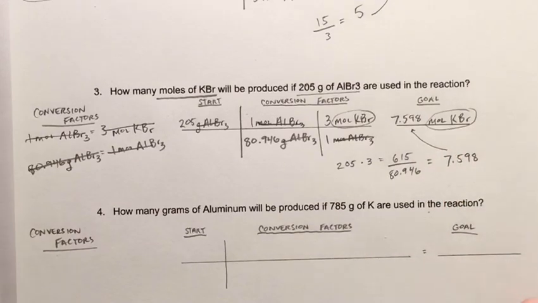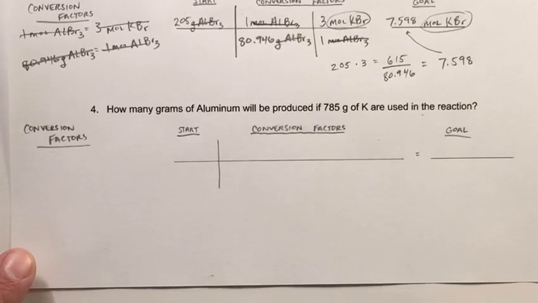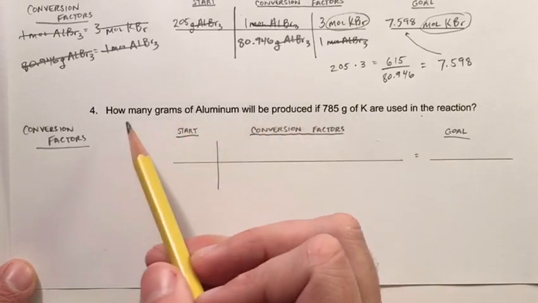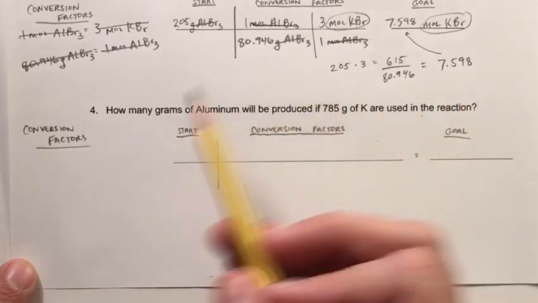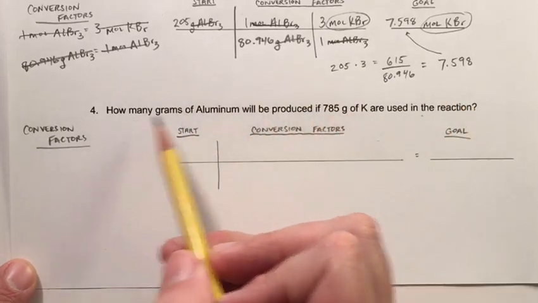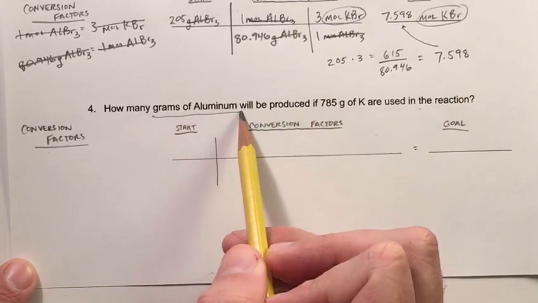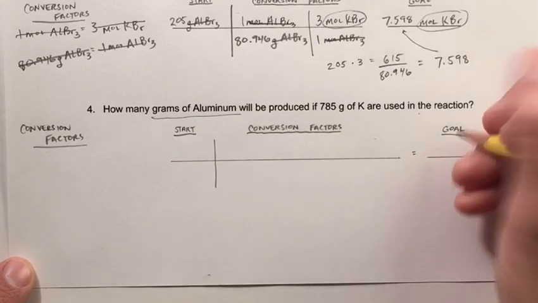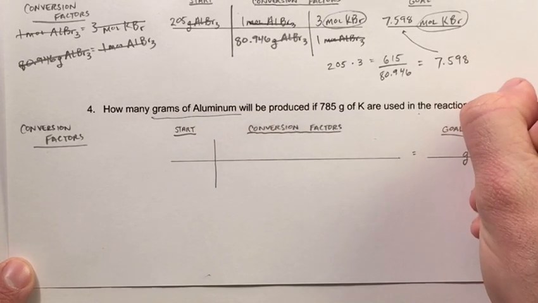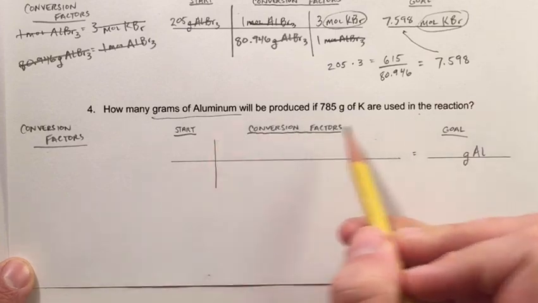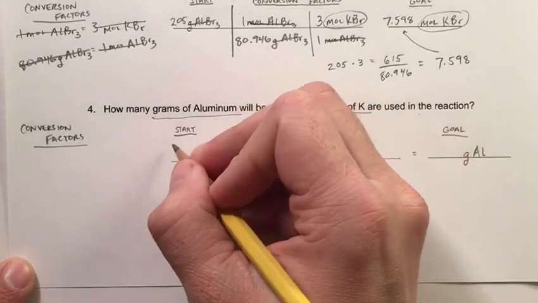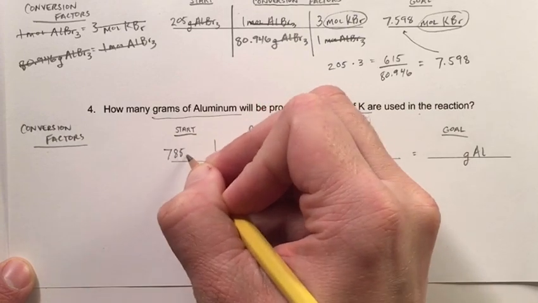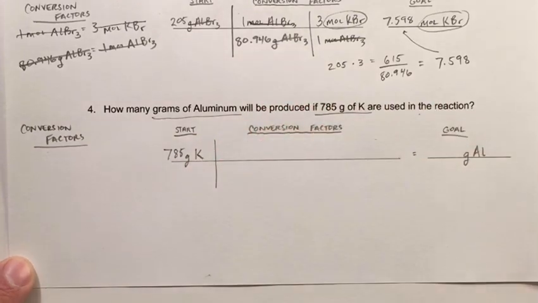Cool. Next one. Okay. So it's going to be a little bit longer. It's going to be a 3-step conversion problem. I'm going to start, or wait, let's find our end first. So it wants us to end in grams of aluminum. I'm going to put that as my goal unit, grams Al. And we will begin with 785 grams of potassium. So 785 grams of K.